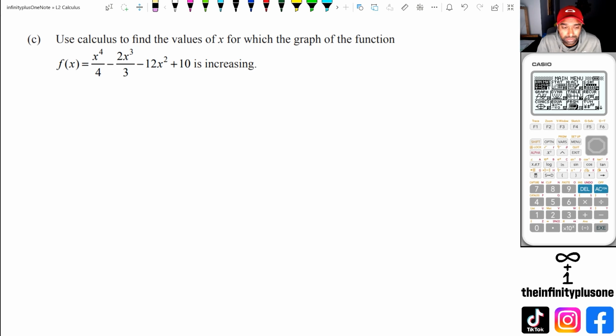Apologies folks, I know there was a little bit of a lag between the pen and the screen, but anyway, let's get going to question C. So question C is we've got to find for this particular graph when the function is actually increasing.